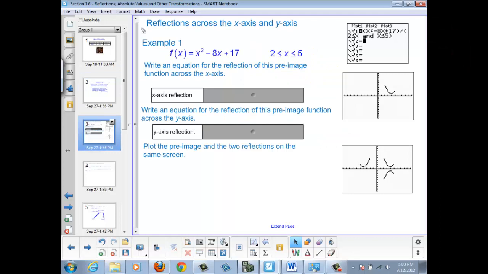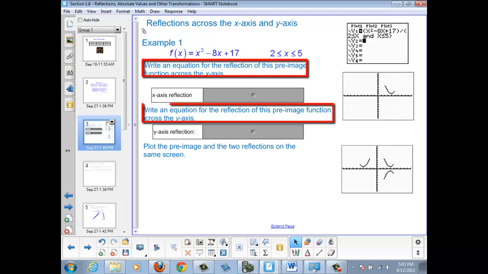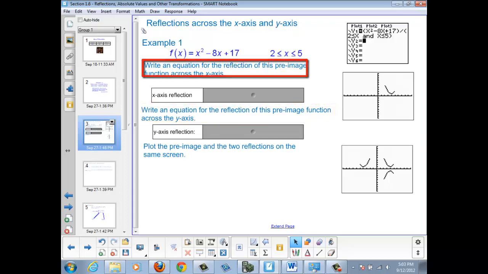Okay, so here we want to take this image, f of x equals x squared minus 8x plus 17, restricted to the values of x between 2 and 5. And we're going to take this graph and figure out how to reflect it across the x-axis and the y-axis. So let's start with the x-axis, since that's what most people seem to understand intuitively.